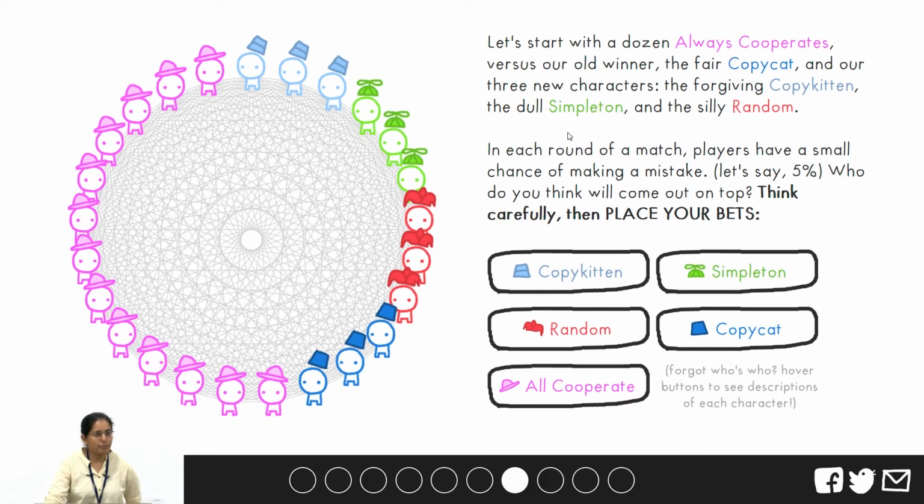I don't think I have a voting question built in for this, but do you want to place a bet between always cooperate, copycat, copykitten, simpleton and random, where we are still doing 10 rounds in a match and there is a 5% probability of making a mistake? So who do you think will come out on top?